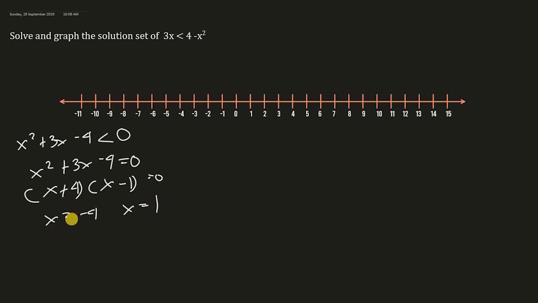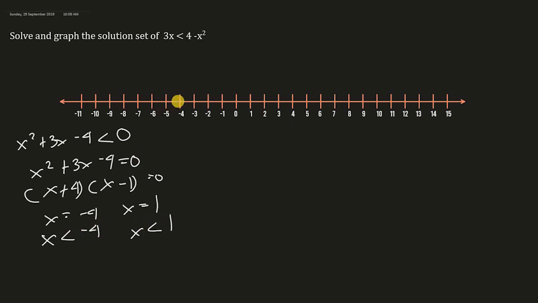Since tapos na tayo sa step 2, step 3, ilagay na natin to sa number line natin. Hanapin natin where x is negative 4. Ito. Pero bago muna yan, ilagay muna natin yung sign niya dito para malaman natin. That would be x is lesser than negative 4 and x is lesser than 1.